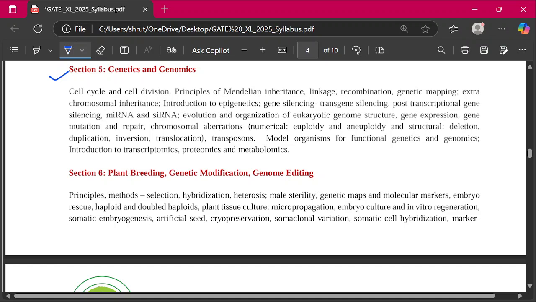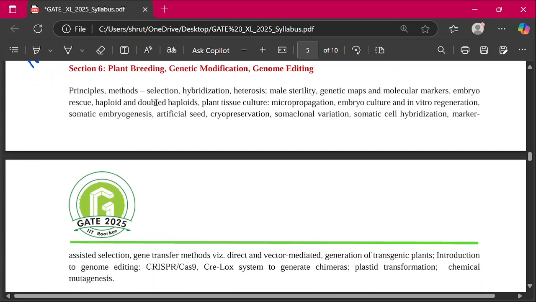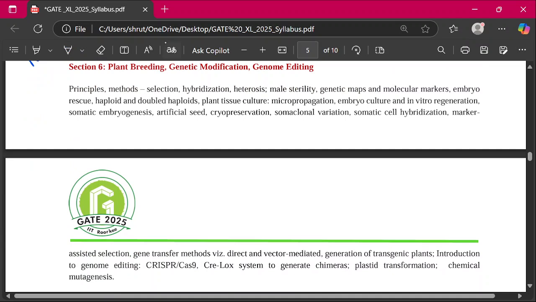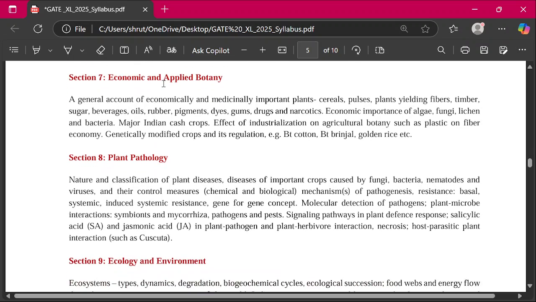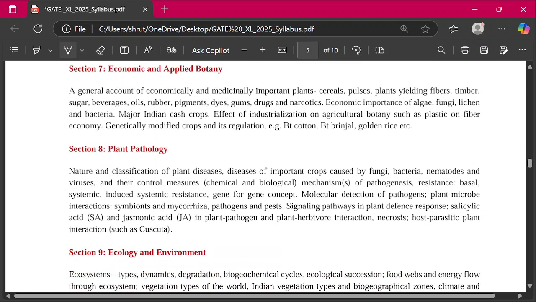I can say that it is a cell biology plus molecular biology mixed content. Next is plant breeding, genetic modification and genome editing, which is section 6, where we have to study this content. Then section 7 is economic and applied botany, in which we study a generalized account of economically and medicinally important plants, etc.